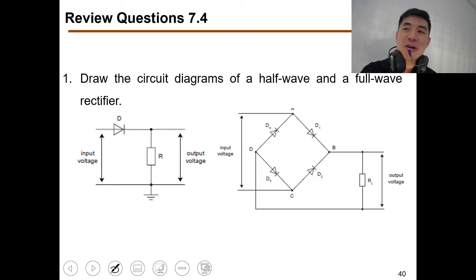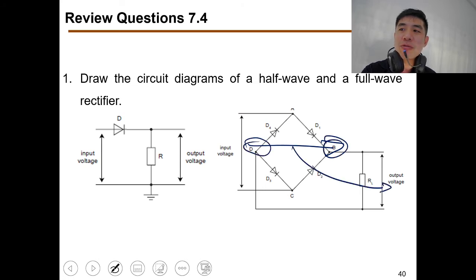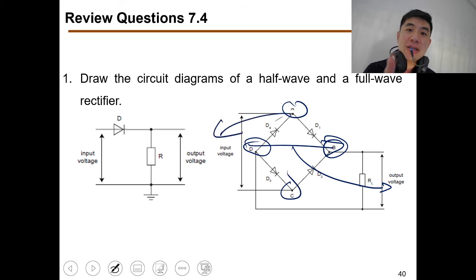Remember all the diodes are pointing to the right. Can you see? Point D and B are connected to the output. Point A and C are connected to the input. Take note of that.